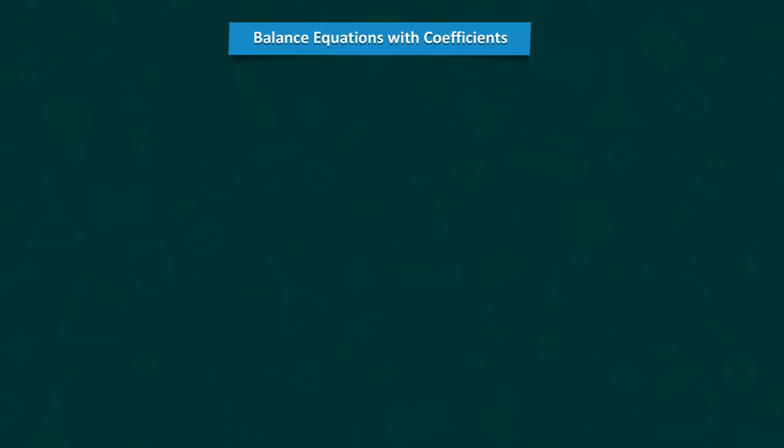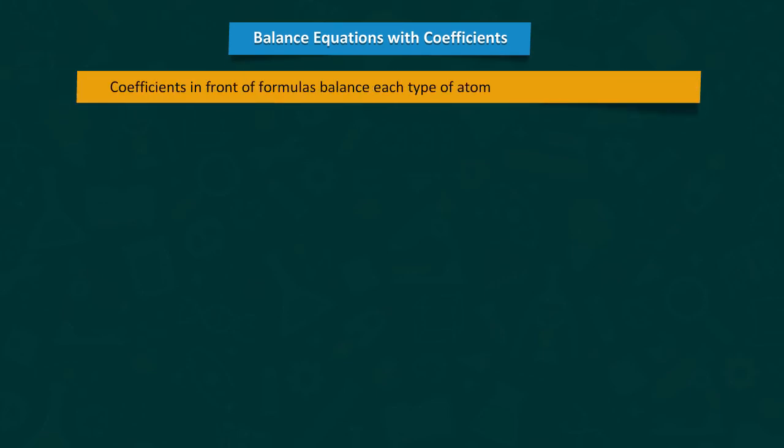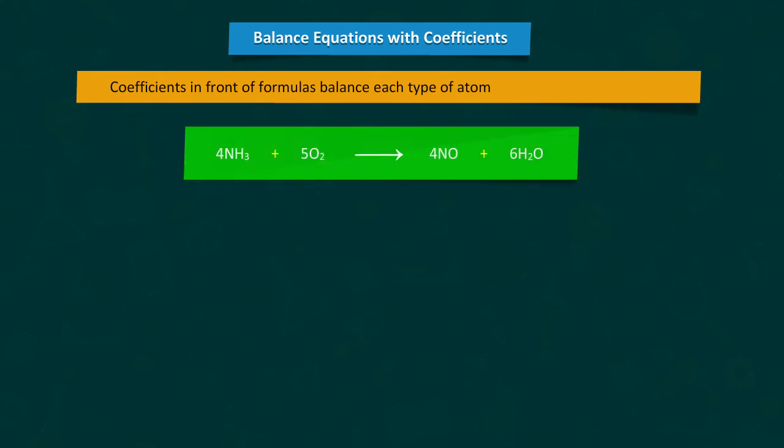Let's understand balancing equations with coefficients. Coefficients in front of formulas balance each type of atom. Ammonia reacts with oxygen to form nitrogen oxide and water.